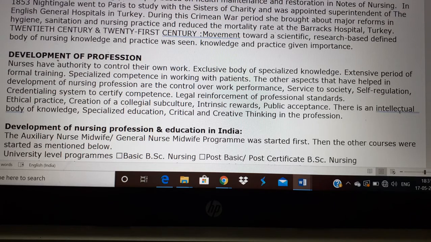So there is an exclusive body of specialized knowledge. Specialized knowledge means for each disease, each patient who is sick, a nurse knows how to take care of that person. And for them to gain this knowledge, they undergo a long duration of formal training. So we will see each training and how long they do it in a little bit of time.